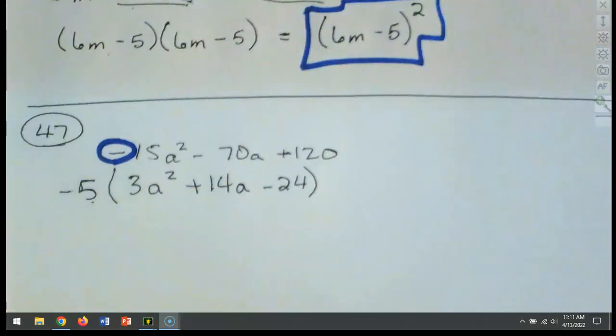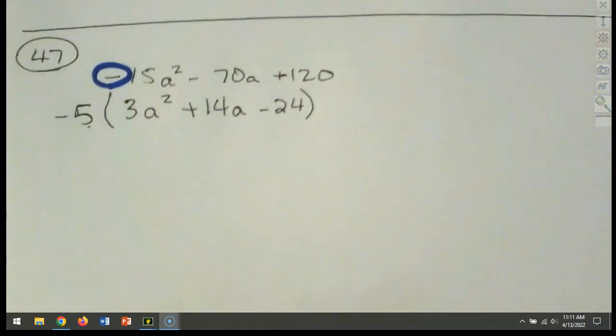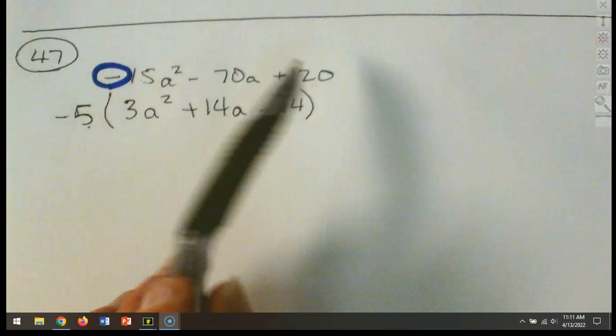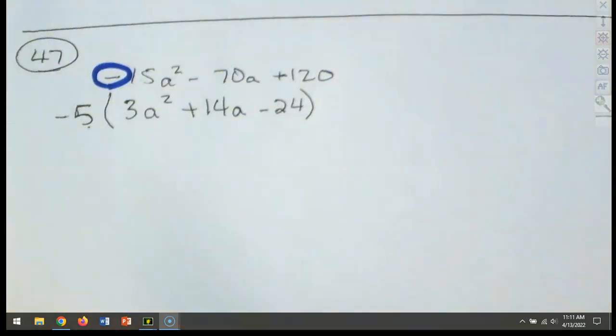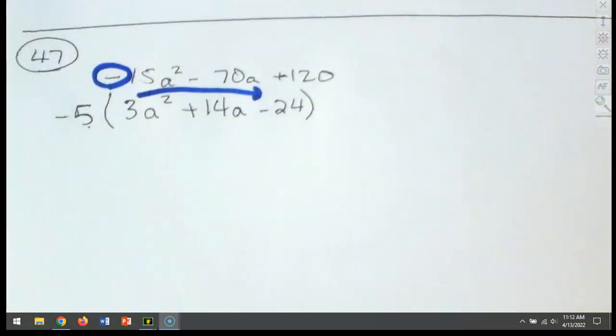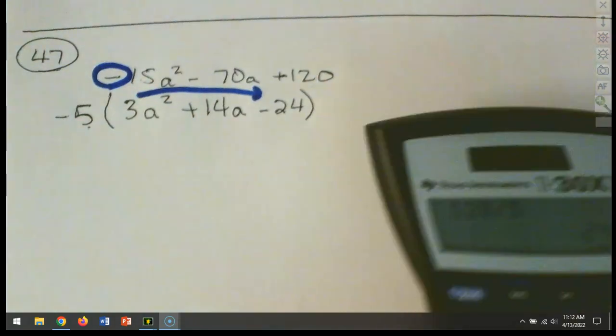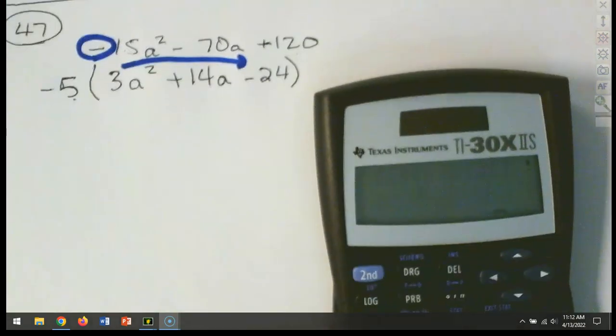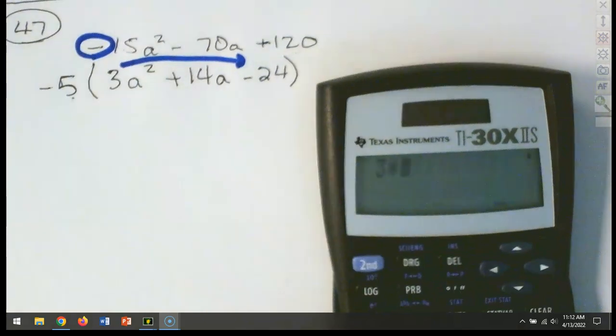Now, since we factored out that negative 5, the numbers are dramatically smaller. We're not having to take 15 times 120. All we now have to do is take 3 times a negative 24. It's going to make it a lot easier. That's why we take out that greatest common factor. So now we'll take our 3 times that 24. We know our number's negative.